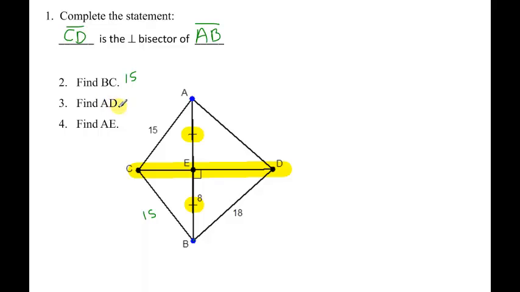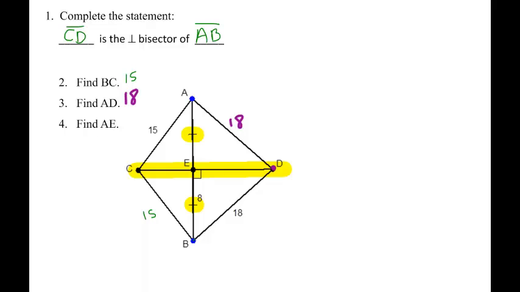Okay, next one. Find the distance from A to D. Here's D sitting on the perpendicular bisector. If I go out to A, I'm going to want to know this segment length. Well, I can find the answer by just going the other way out to B. So here's the answer right here. It's 18 out to B, so it's also 18 out to A. So that's going to be 18.